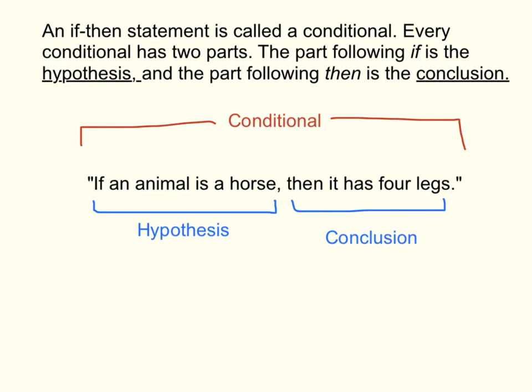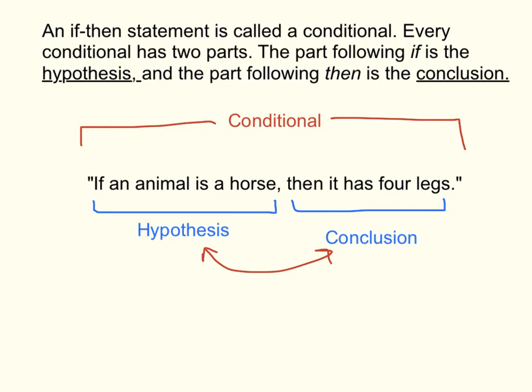Now, the converse. This is what the converse does. The converse switches the hypothesis and the conclusion. So if I took this statement and switched these, I could say, if an animal has 4 legs, then it is a horse. I'll read it one more time. If an animal has 4 legs, then it's a horse. Is that true? It's not. So the converse is not always true.